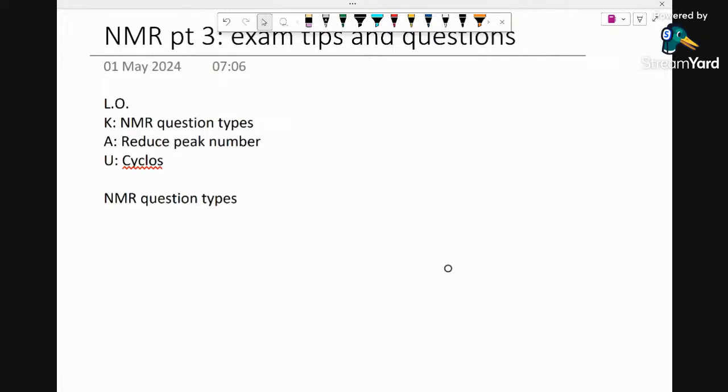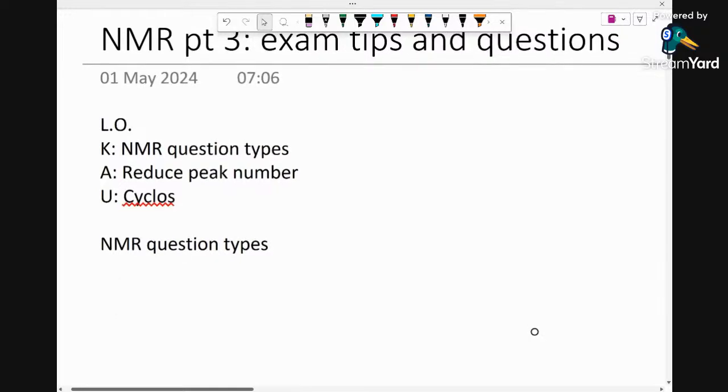That'd be amazing. Okay, so the first thing is, let's look at the type of questions. Then I'm going to give you some tips to be able to reduce the number of peaks. This is one of the most useful things that I can do with you folks, recognizing that there are 2 things that you can do to cut the number of peaks that are commonly seen. And the last one is to understand cyclos. Now, I haven't actually picked up any exam questions on cyclos, I don't think, but I'll do some examples that I have in my head.